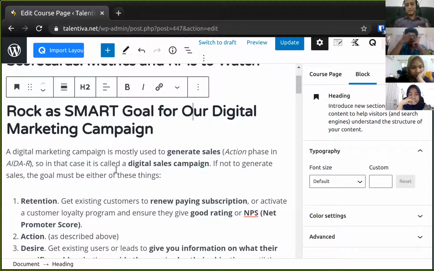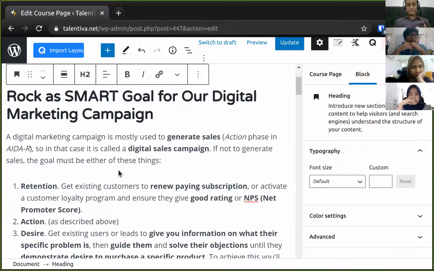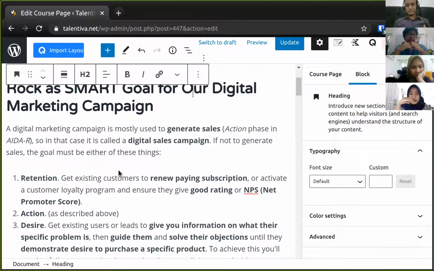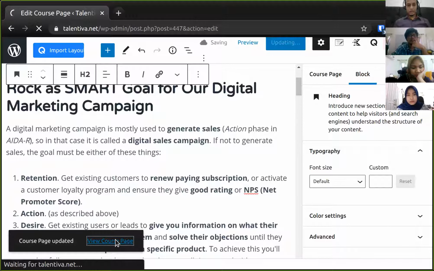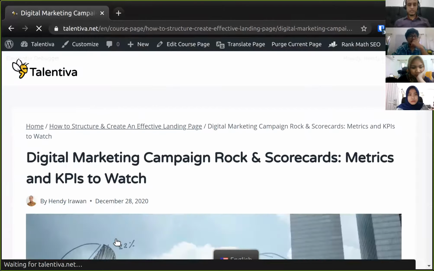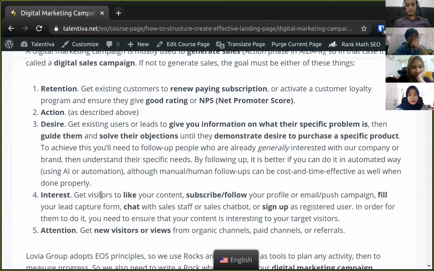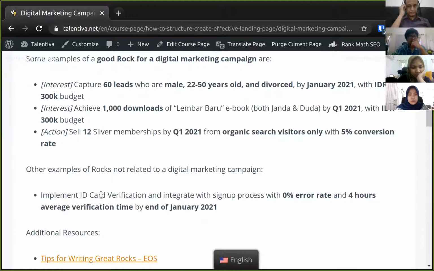So there is no need for you to write action, because in this case I explained the other things that are not action. Probably about 70% of the campaign will be for the action goal, and maybe the rest is for retention and desire, interest, or attention. All right, okay, thank you.